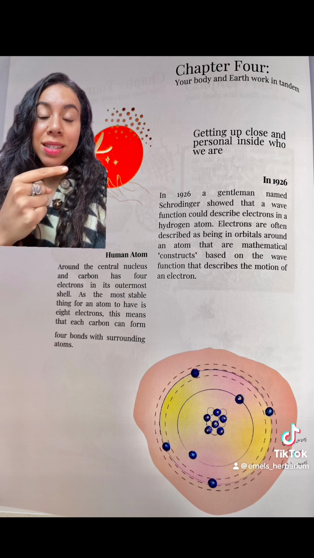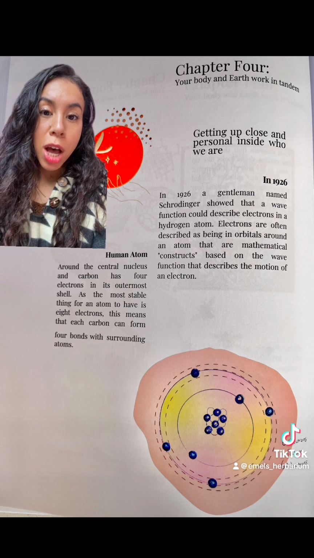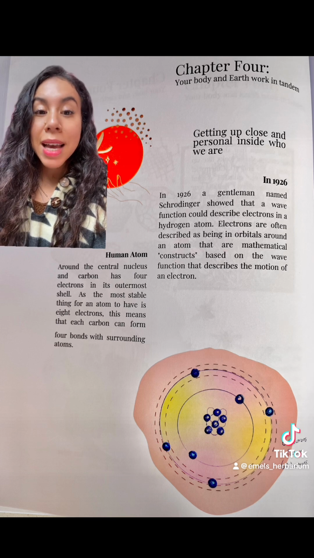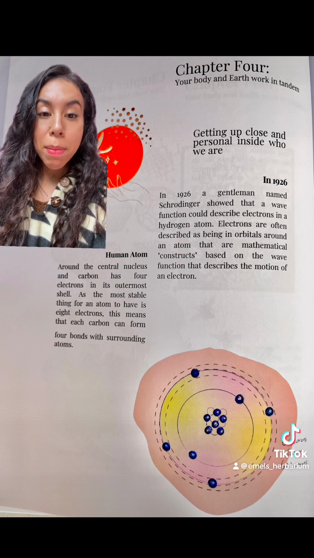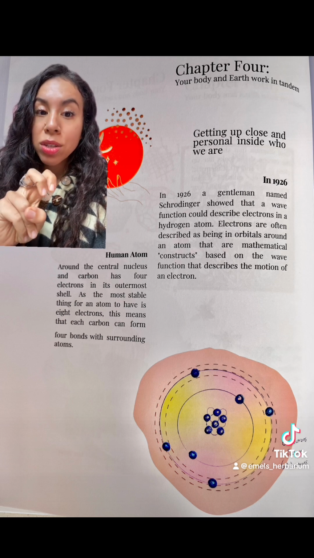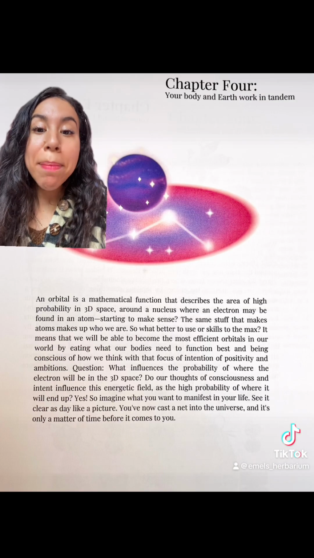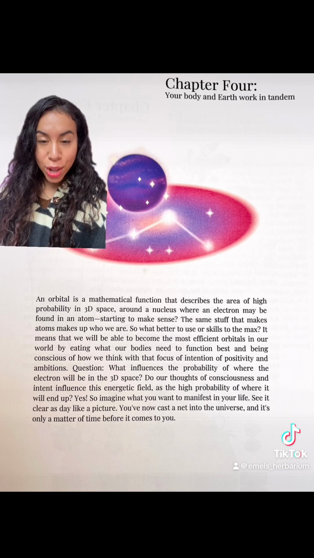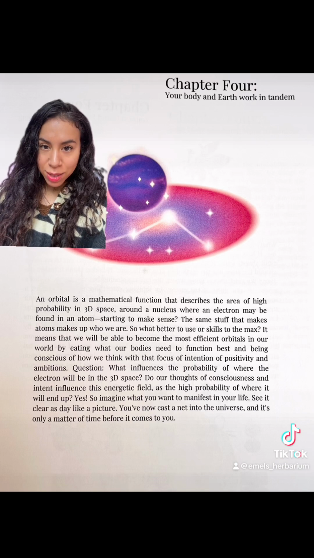Okay, in 1926, a gentleman named Schrödinger, I might be saying it wrong, showed that a wave function could describe electrons in a hydrogen atom. Electrons are often described as being in orbitals around an atom that are mathematical constructs based on the wave function that describes the motion of an electron. An orbital is a mathematical function that describes the area of high probability in 3D space around a nucleus where an electron may be found in an atom.